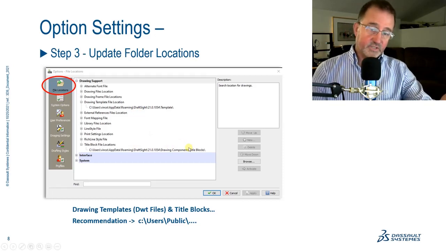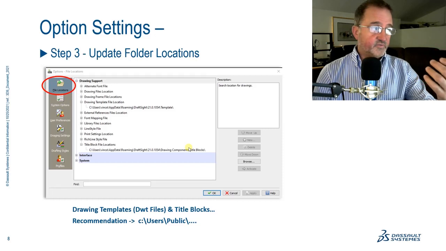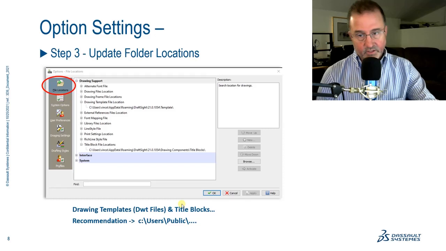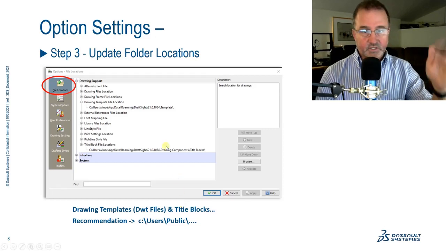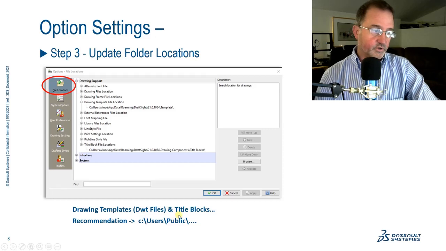So one of the recommendations I might have is, if you have your own standard library of different templates and or DWT files, template files, or if you have different title blocks and things, I would put them in a place, and I prefer the users public folder because I have access to that folder. Put it in there and then change these folder locations to point to that new location where you're storing your files.